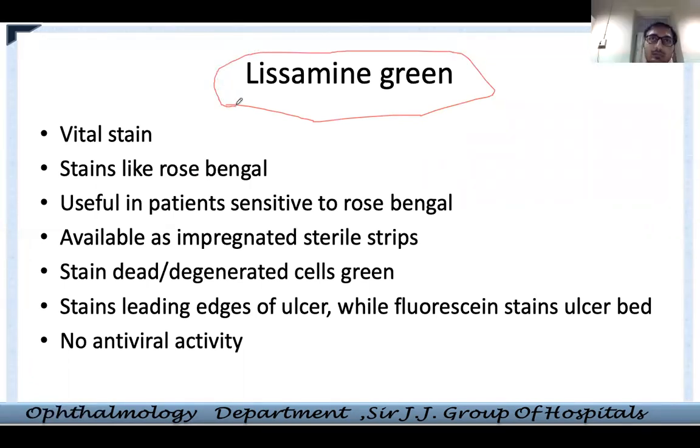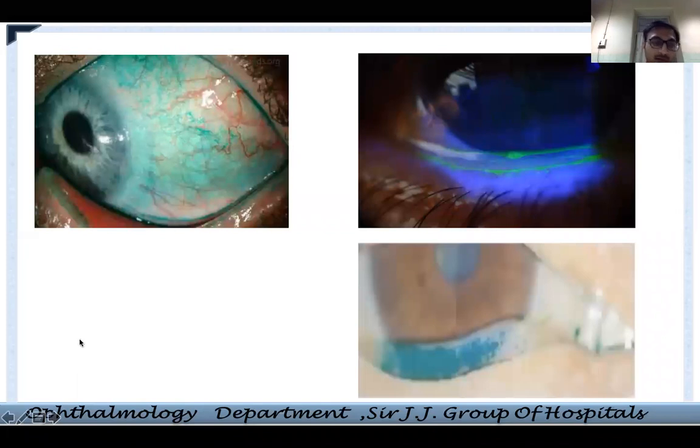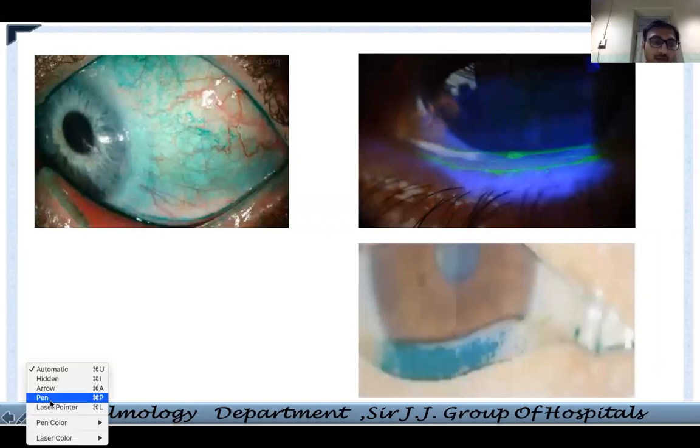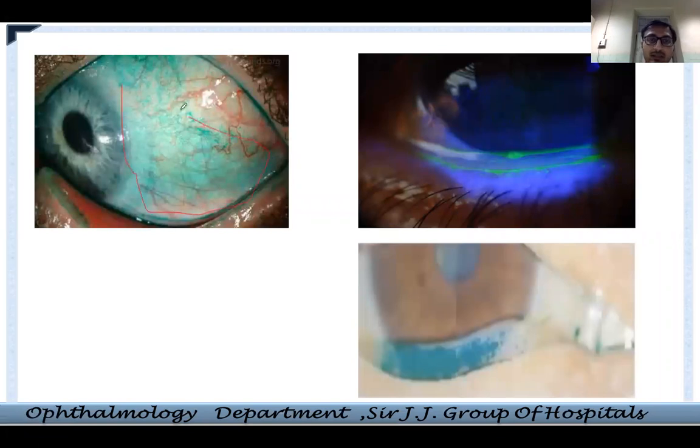Again, mind you, both these stains are used to see your conjunctival surface. Like you get a patient with Sjogren syndrome, Steven Johnson syndrome, or cicatricial pemphigoid. The lissamine green and the rose bengal staining will be a much better way to stain in such cases. So these are a few examples of what you expect when you see this. See, this is entire surface staining with the lissamine green.